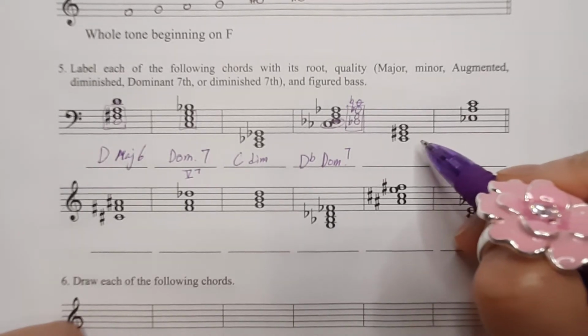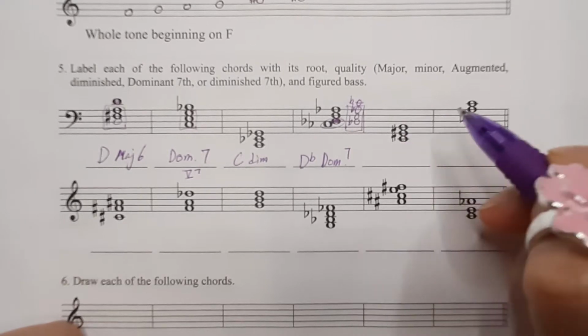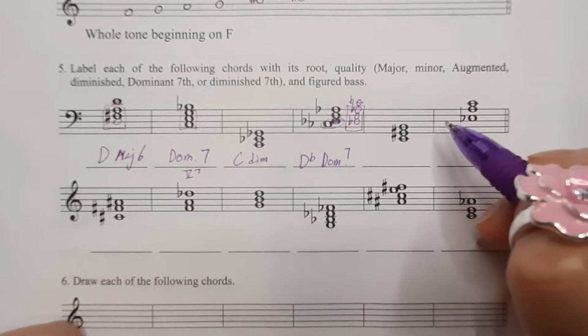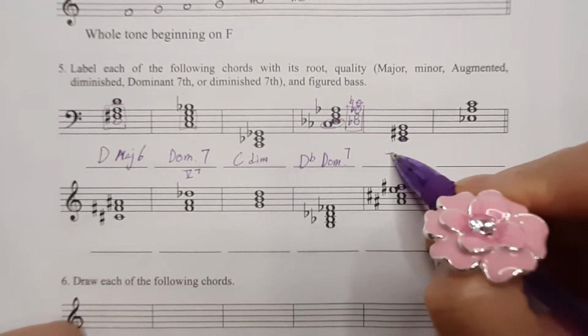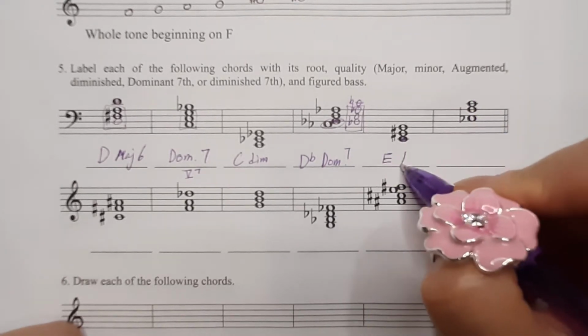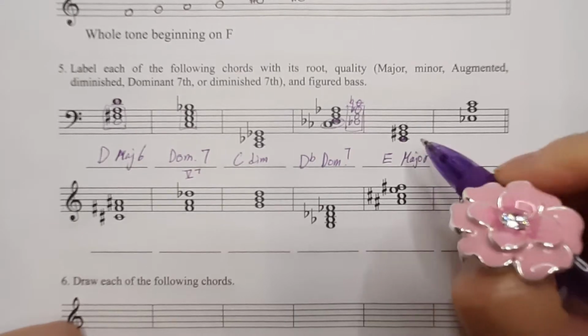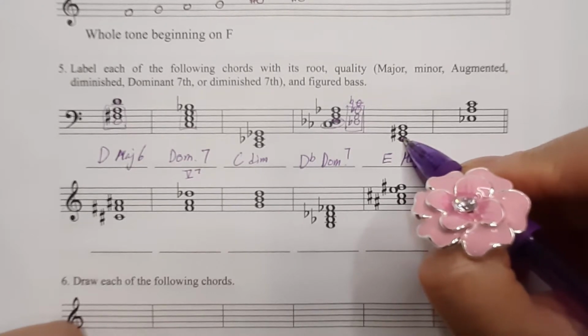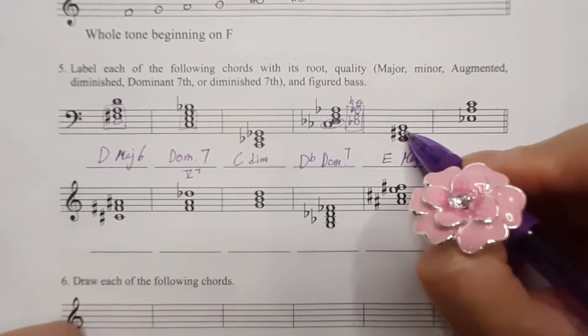Still, this is the bass clef. Now, E, G sharp, and B, in root position, right? Which one's the root? E. So it's an E. And is it major or minor? It is major, because in the key of E major, there's F sharp, C sharp, G sharp, and D sharp, right?